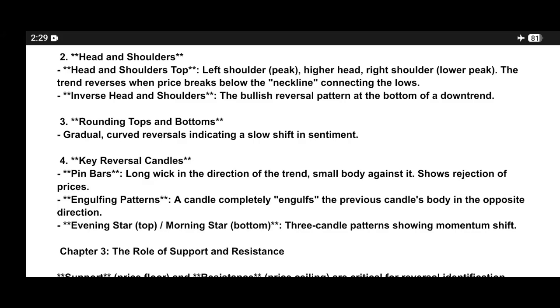Small body against it, which shows rejection of prices. Then we have the engulfing pattern, where a candle completely engulfs the previous candle's body in the body's opposite direction. Then we have the evening star, or evening star top, or morning star bottom. So these are three-candle patterns showing a momentum shift.